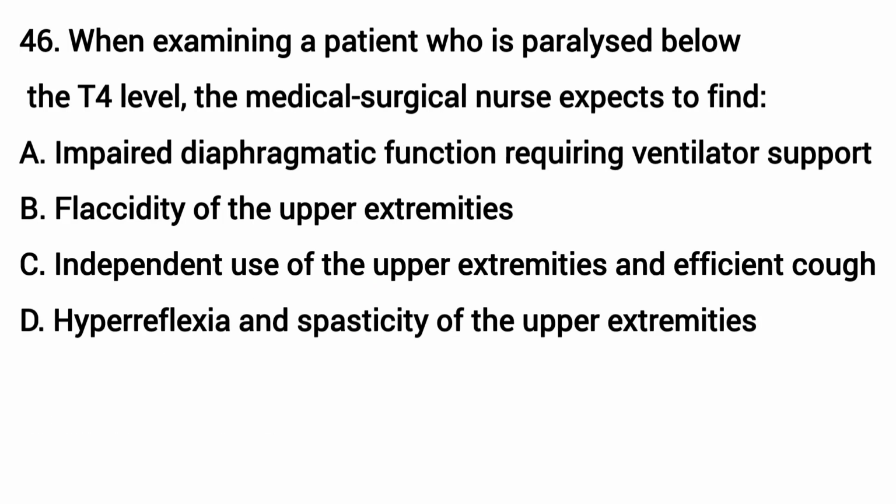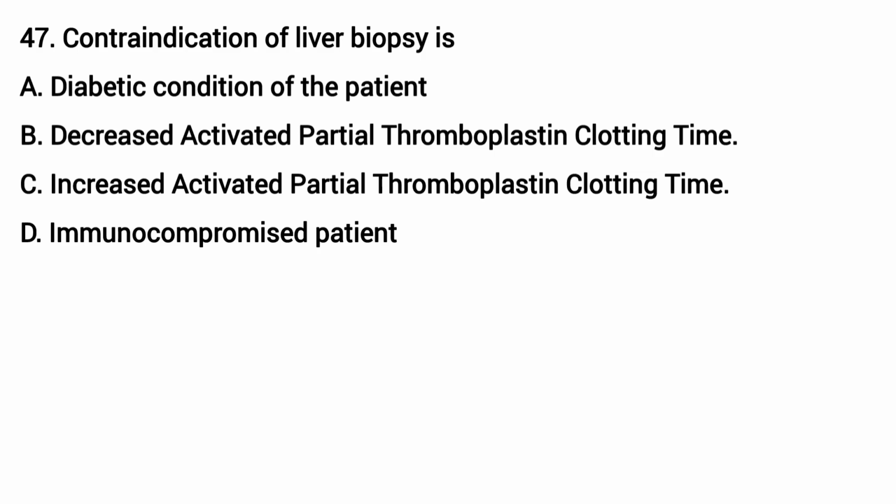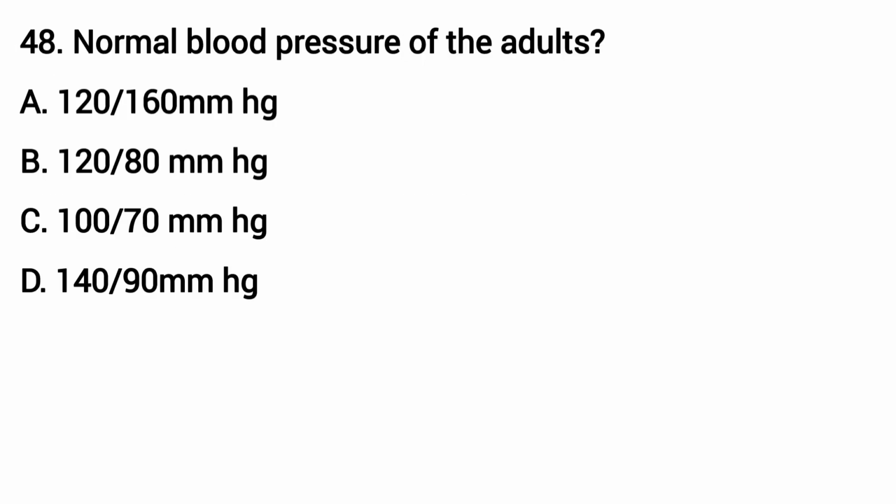When examining a patient who is paralyzed below the T4 level, the medical surgical nurse expects to find. The answer is B. Flaccidity of the upper extremities. Contraindication of liver biopsy is. The answer is C. Increased activated partial thromboplastin clotting time. Normal blood pressure of the adult. The answer is B. 120/80 mmHg.